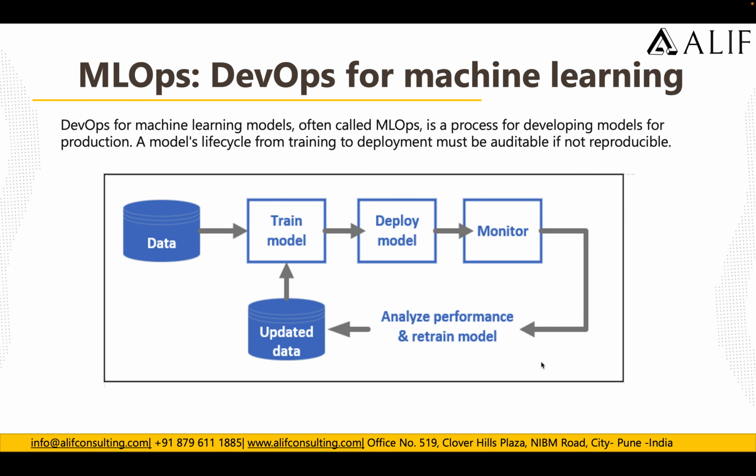MLOps, kind of DevOps for machine learning. DevOps for machine learning models, often called MLOps, is a process for developing models for production. A model lifecycle from training to deployment must be auditable and reproducible.